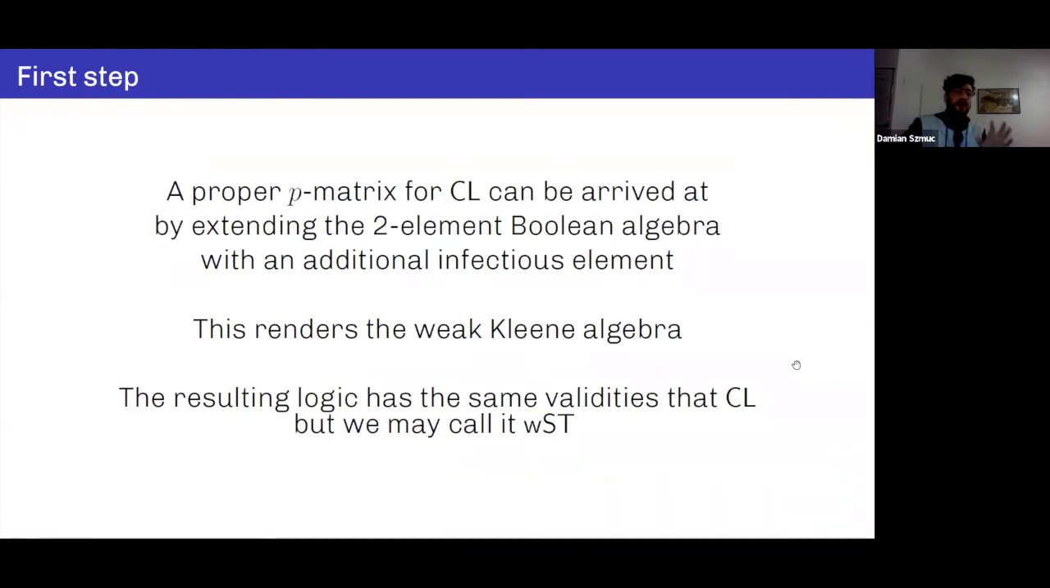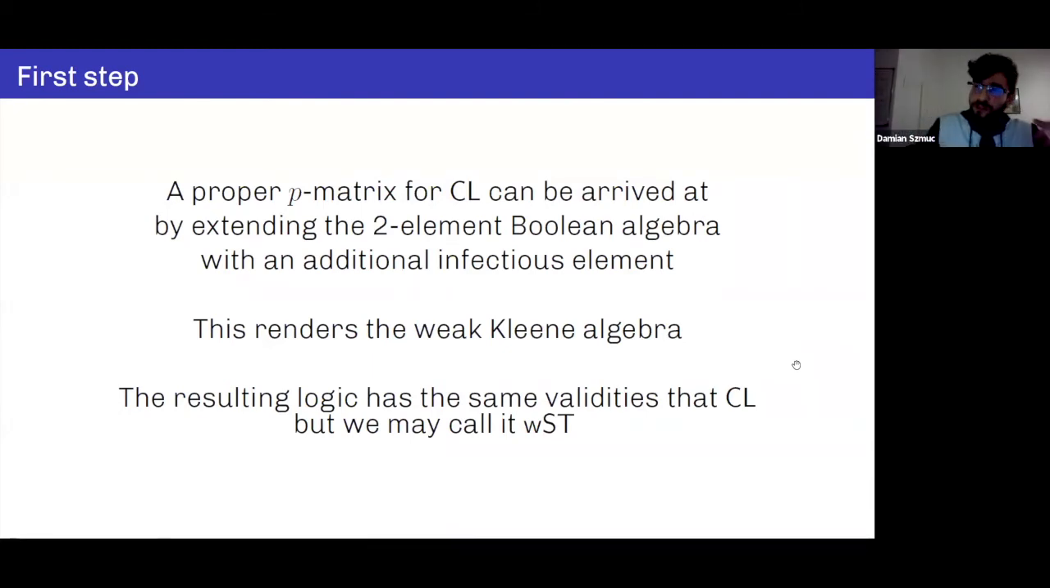And this P matrix is going to have two different sets of designated values, one of them for premises, one of them for conclusions. For premises, we're going to have that all premises should be true. And for conclusions, we're going to have that all conclusions should be not false, right? So this is the key to the sort of ST or non-transitive way of defining logical consequence. And we'll call the logic coming out of it weak ST, for just the merger of weak Kleene and ST approaches. Interestingly enough, it has the same validities as classical logic.